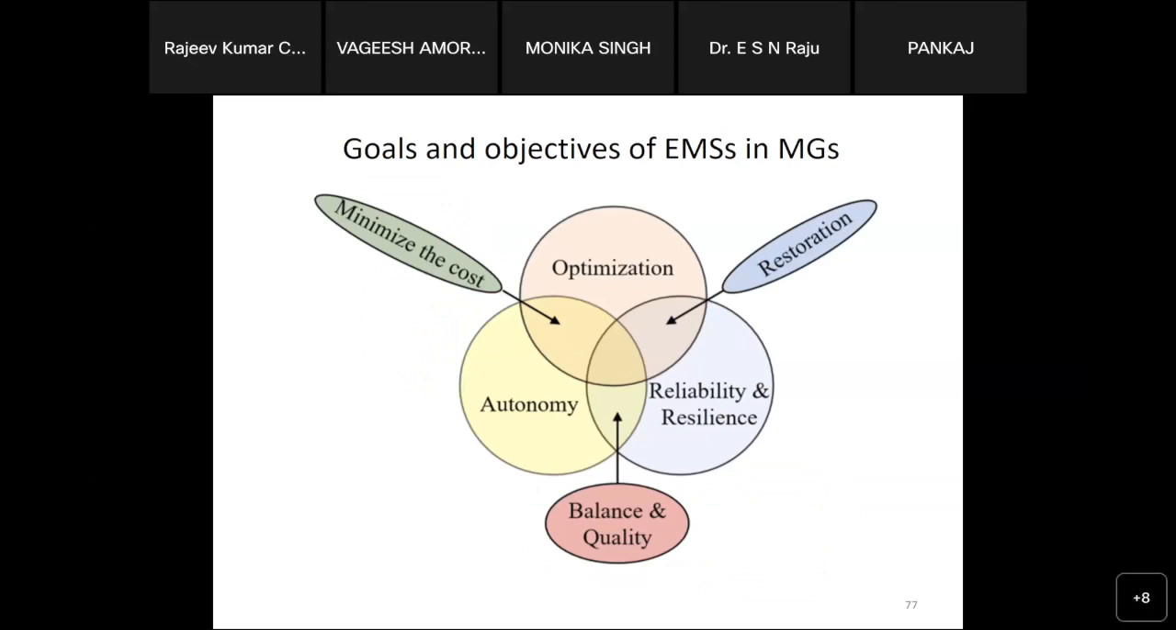So here I have given what are the different goals and objectives of the EMS in the microgrid. As we can see, we have three objectives. One is the optimization, another one is autonomy, another one is the reliability and resiliency. When we combine the optimization and the autonomy, you will get the minimization of the cost. When we see the intersection of the autonomy as well as the reliability and resilience, you will have the balance as well as the quality. When we have the intersection of the optimization as well as the reliability and resilience, you will have the restoration. So these are the different goals and objectives of the energy management system in the microgrid.